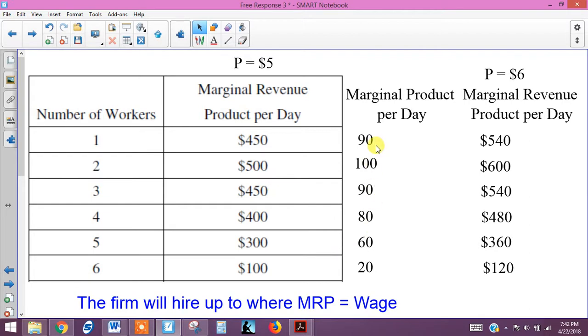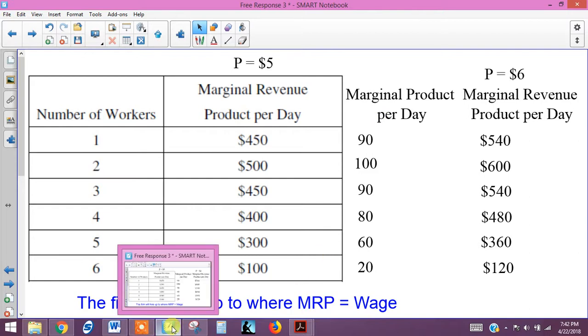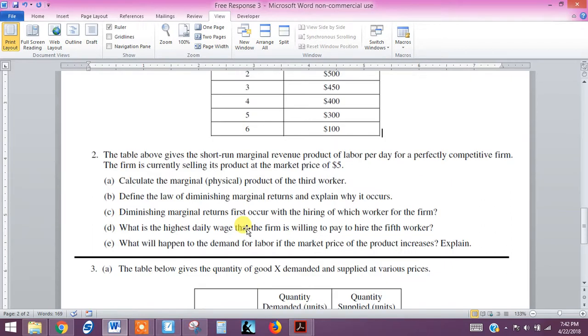And then I went ahead and calculated them all the way down, so you can see that there is diminishing marginal returns here, right? It goes up and then it goes down. So it goes like that, right? Because the marginal cost does just the opposite, and we've talked about that a whole lot over the year. So the next question is define the law of diminishing marginal returns and explain why it occurs.